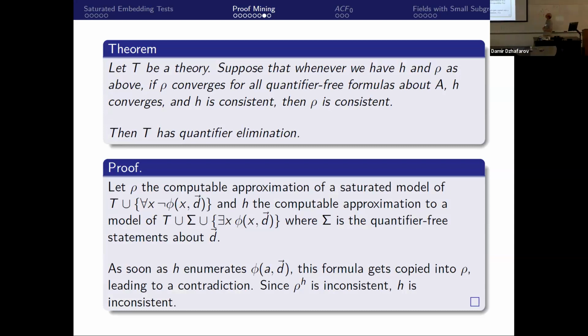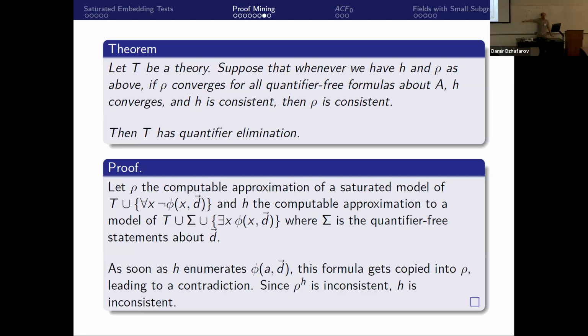Okay. So the claim is you have a saturated embedding test that looks just like the model theoretic one, kind of rephrasing this thing. So if you have an H and a rho with the kind of interrelation that I described in the previous slide, rho had better converge on these statements, right? If rho just keeps changing its mind, then things go wrong. But if rho commits to eventually converging on these statements, then if H also converges and is consistent, rho is consistent. So in other words, H can't force rho to be inconsistent, other than by being inconsistent itself.